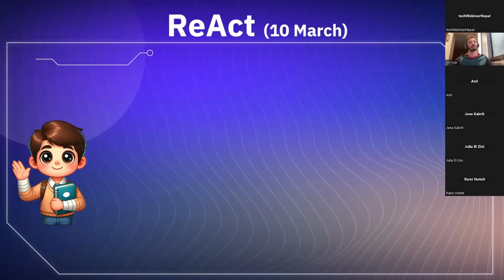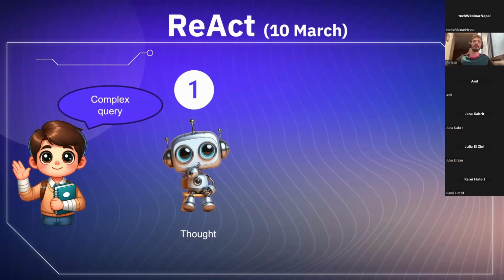So how does React work? Let's say I am asking a complex query. Basically, React works in 3 steps. So it contains 3 components. The first component is the thought. Given a complex query, the thought component will decide what it should do and how it should do it. So if I have, let's say, the main task A, the LLM will say, how should I divide the task A, and what should I do?